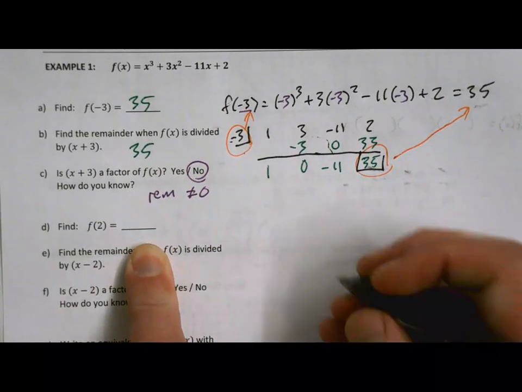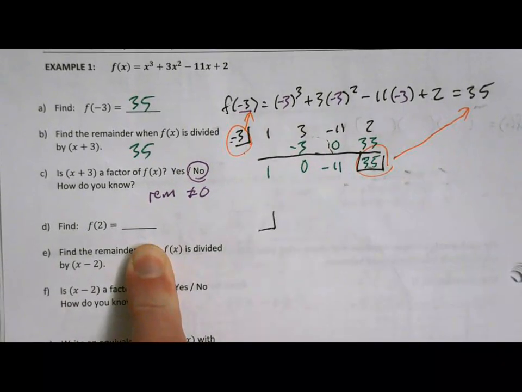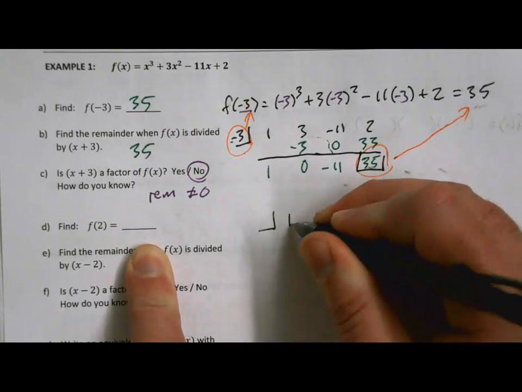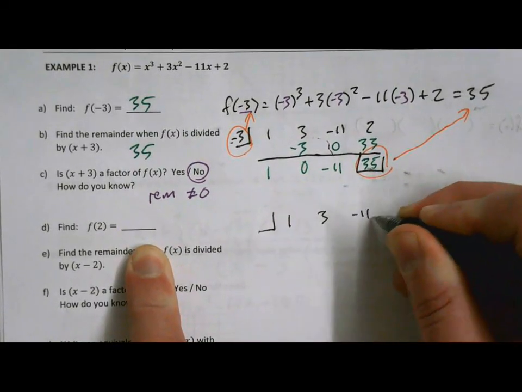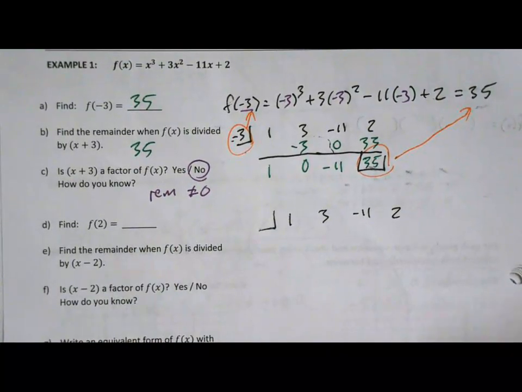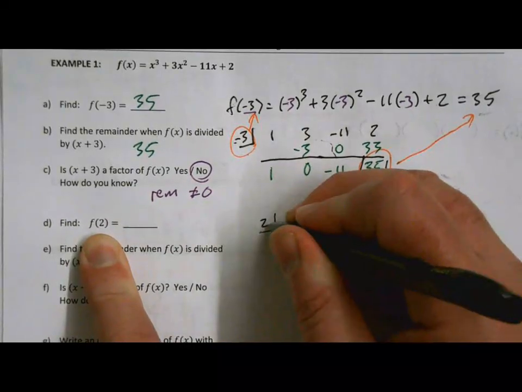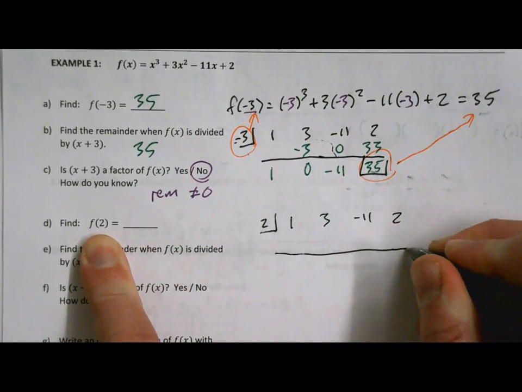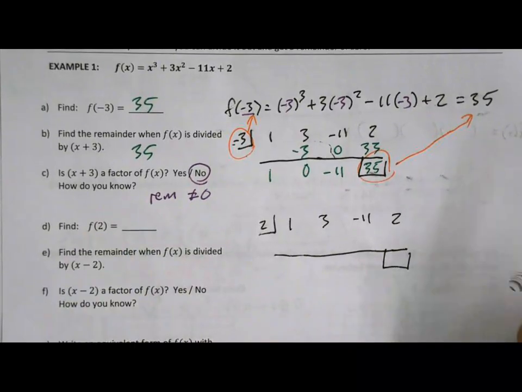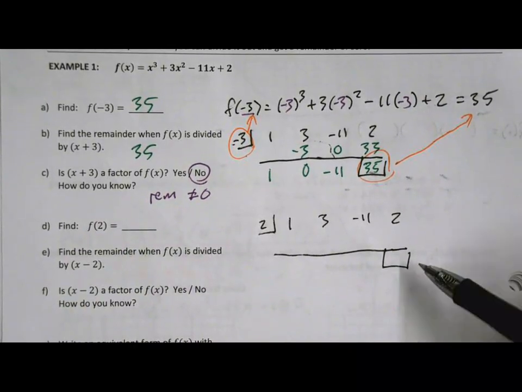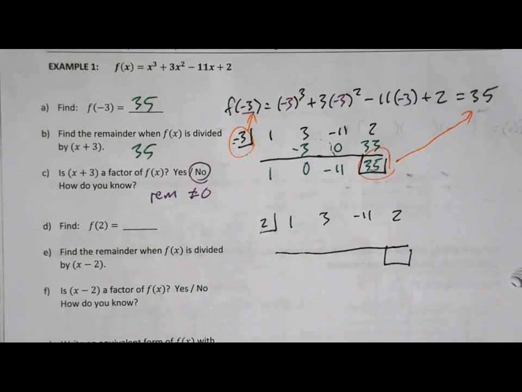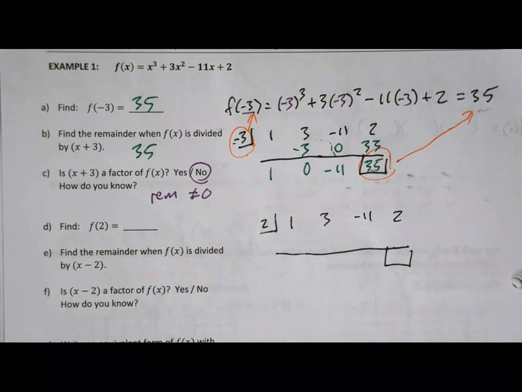So using the same function, my coefficients are still 1, 3, negative 11, and 2. This time we're going to find f of 2. So let's put a 2 inside the box here. Do your synthetic division. Whatever comes out in the remainder box, that's the answer here. That's the number that you would get if you plug 2 into the function.